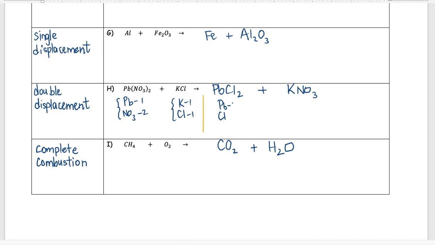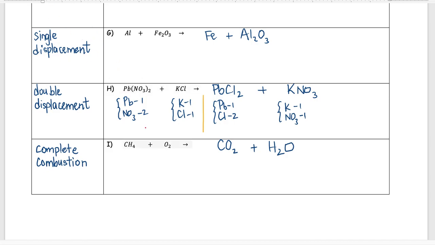Okay, we got 1 lead, 2 chlorines. And then we have potassium and nitrate. Okay, 1 and 1. So there's no bracket here, right? So no subscript came down, so there's only 1 polyatomic NO3 nitrate ion. Okay, so from here, let's balance these out.